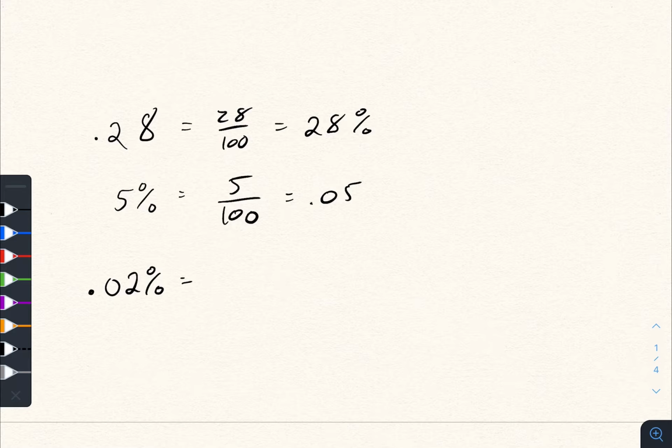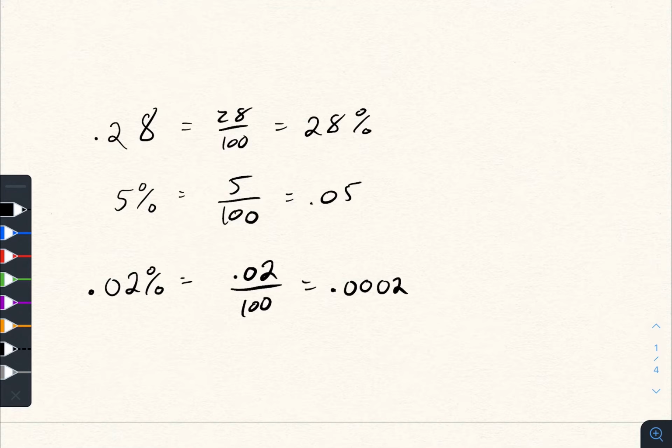And 0.02%. This one throws people off a lot because people want to write this as 0.02, but that's not correct. Because remember that this just represents this number as a fraction out of 100. So this is really 0.02 over 100, or 0.0002. So add a couple extra zeros there.